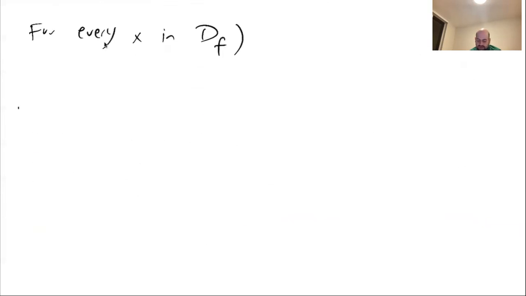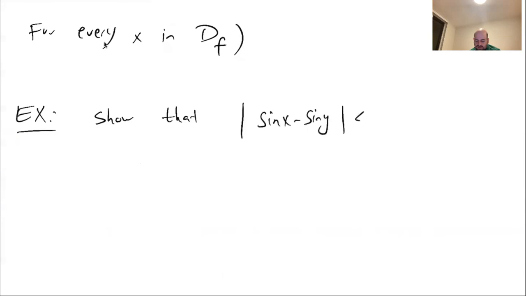So let's look at an example. Show that the absolute value of sine x minus sine y is less than or equal to the absolute value of x minus y for every x and y in R.